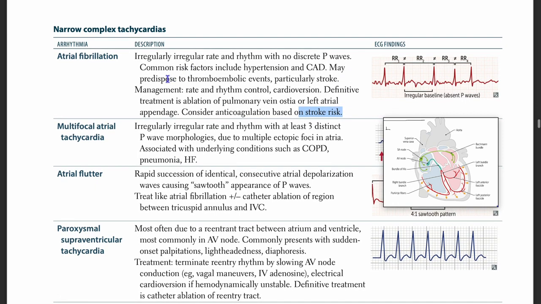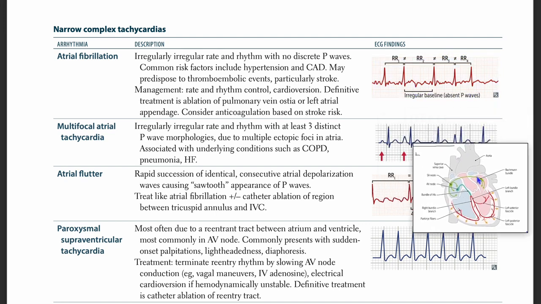Okay, so may predispose to thromboembolic event, particularly stroke. So when you're looking at an ECG, the boxes between the RRs are going to differ in all the sections of all the RR sections, basically. Okay, so RR1 will not equal RR2, which won't equal RR3, won't equal RR4. Irregular baseline, absent P waves. Okay.